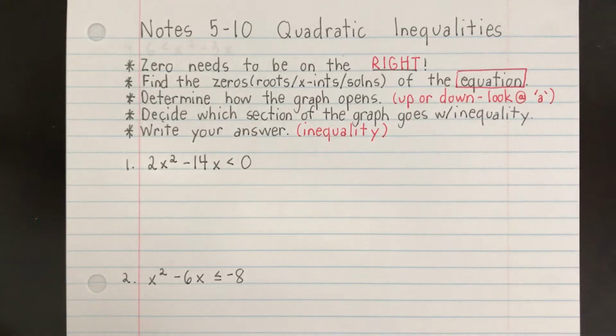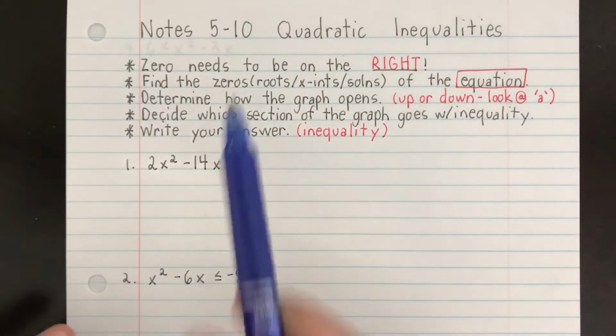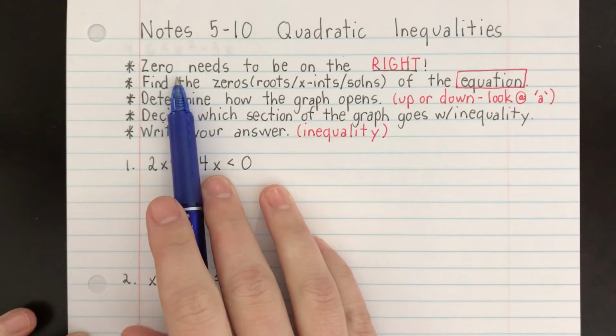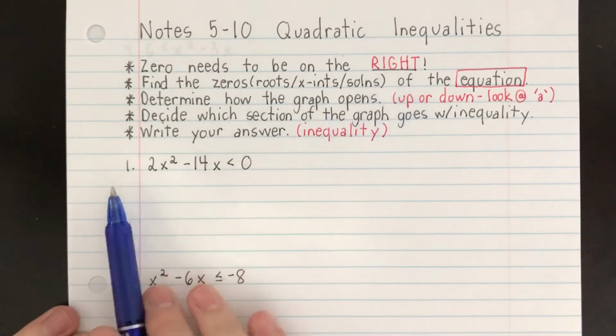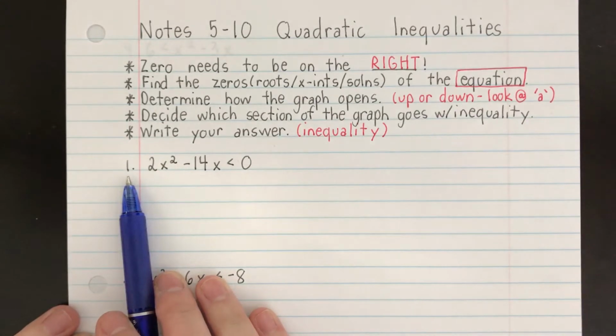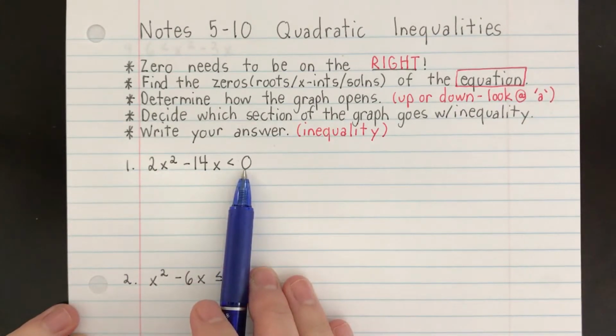Looking at notes 5-10, quadratic inequalities. So here are the steps to solve a quadratic inequality. First, 0 needs to be on the right. Okay, so let's look at number 1 together. So is 0 on the right?